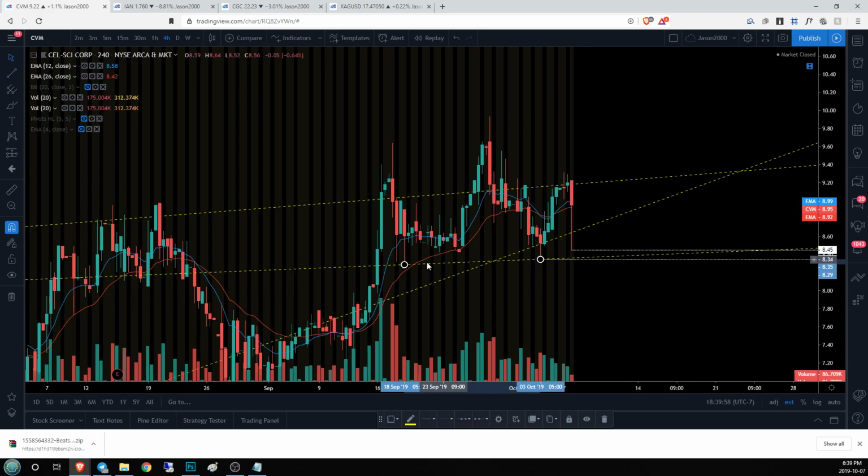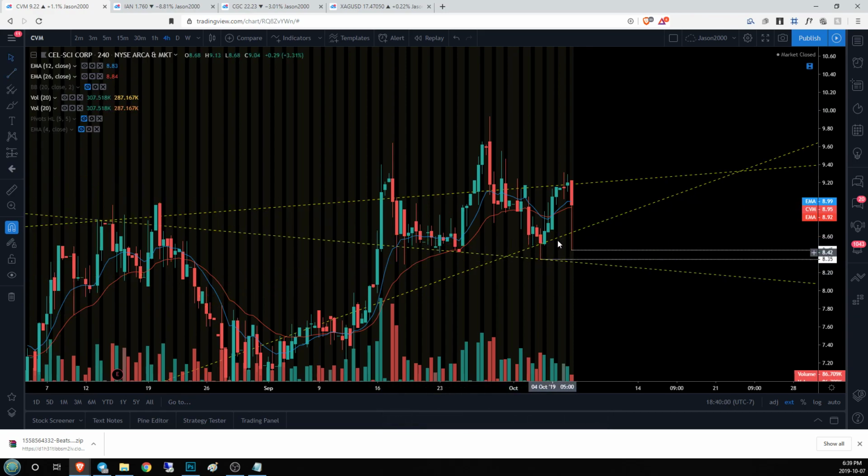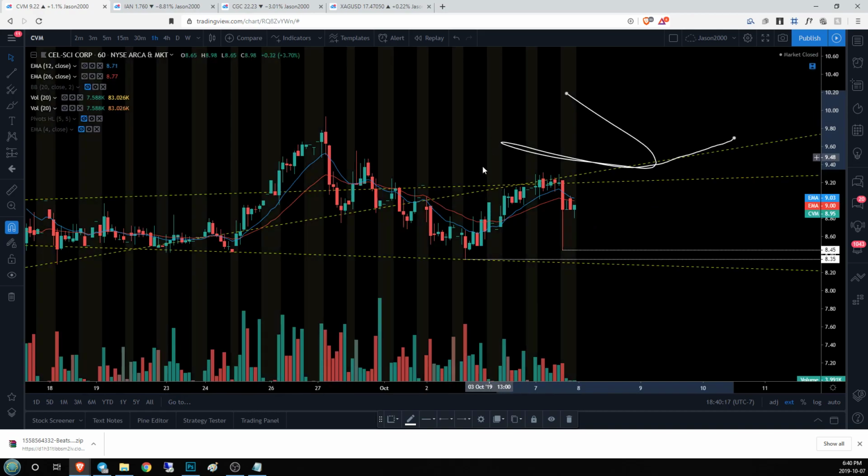Let's adjust our chart ever so slightly. It depends where we get to, but if we lose 835, it's likely we'll break that pattern, that overall head and shoulders, which itself is a reversal pattern. So there's more and more information that's leading me to believe that we're going to see some downside risk here on CVM. On the hourly time frame, we do have an uptrend.